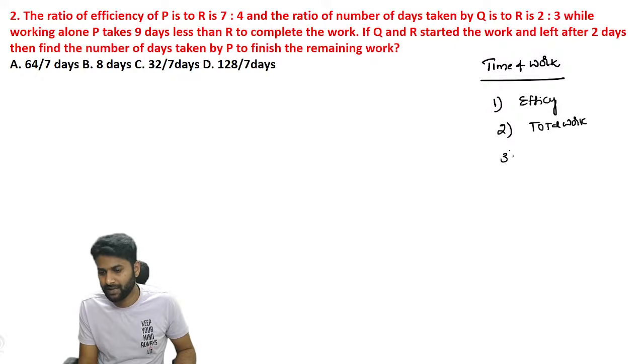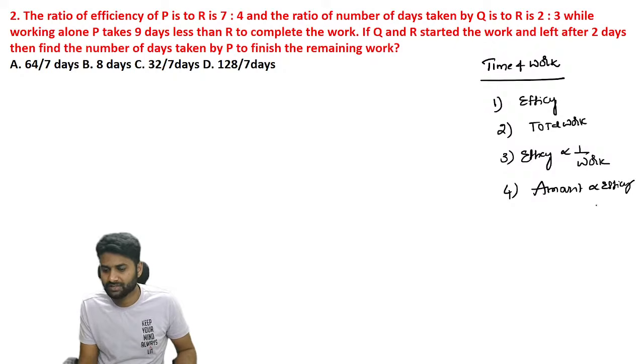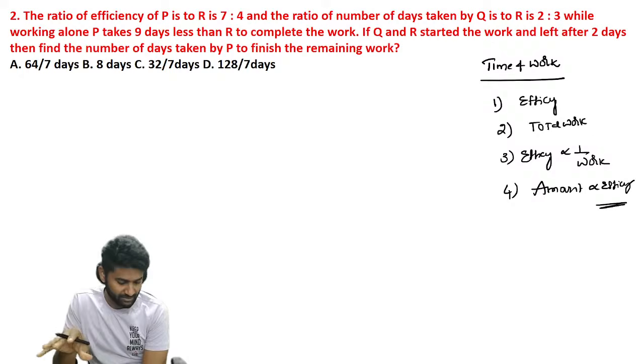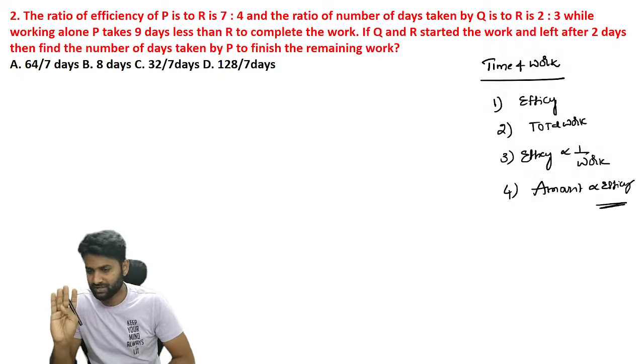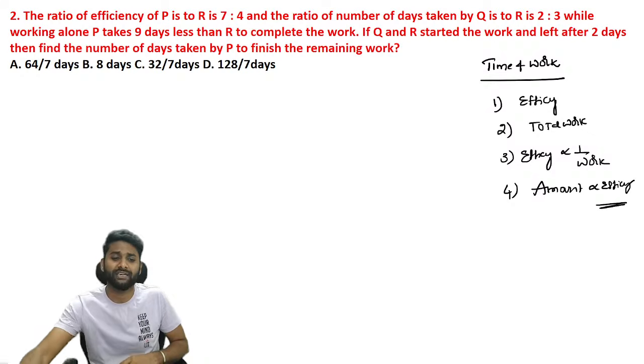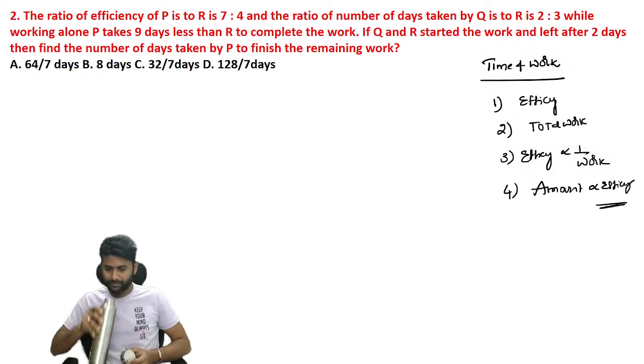And remember that for any work, efficiency is always inversely proportional to the work. Remember one more point: if you want to distribute any amount, it is directly proportional to the efficiency. So these are the basic fundamentals of time and work. One is efficiency, the second is total work, and the relation between efficiency and total work is inversely proportional. And if you want to distribute a certain amount, then the amount is always directly proportional to the given efficiency. Now try to solve this question.